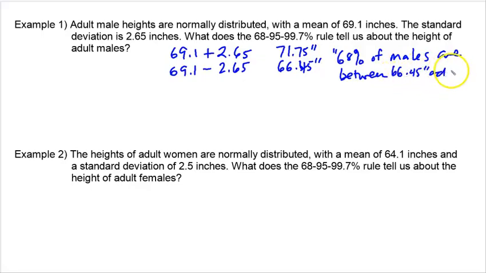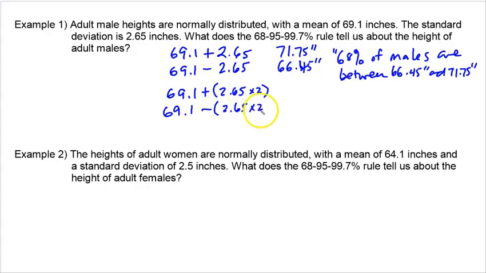66.45 inches and 71.75 inches. All right. And now going out to 2 standard deviations of the mean, you could think of this: you're going to add 2.65 times 2, and then starting with the mean, subtract 2.65 times 2. That would get you the numbers that represent the upper and the lower range of 2 standard deviations. So going to the right, that would be 74.4 inches, and then to the left, it would be 63.8.